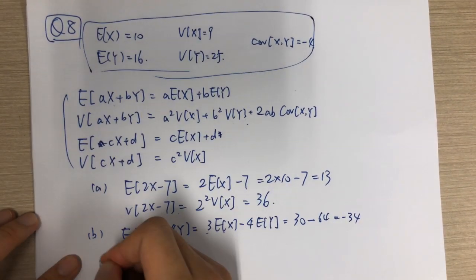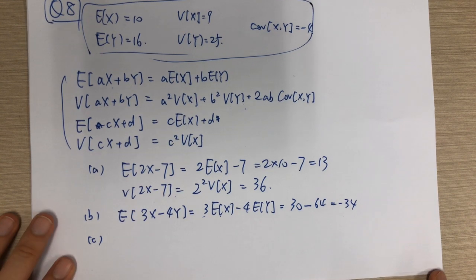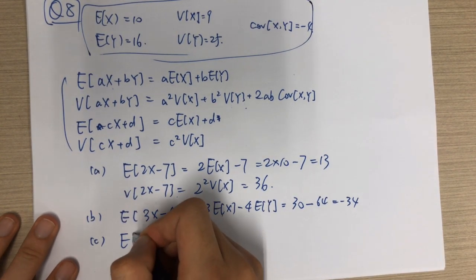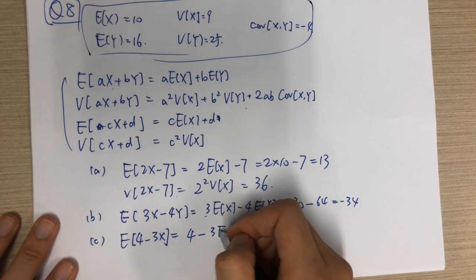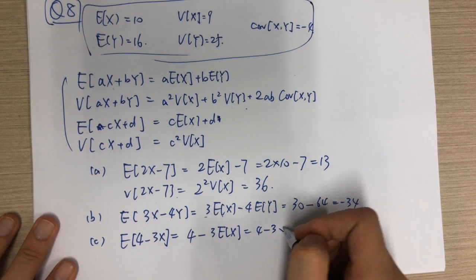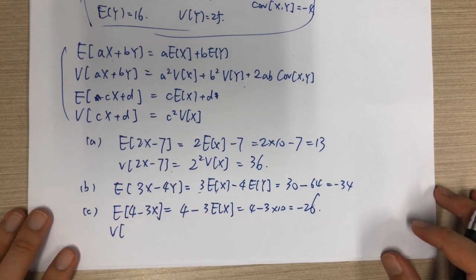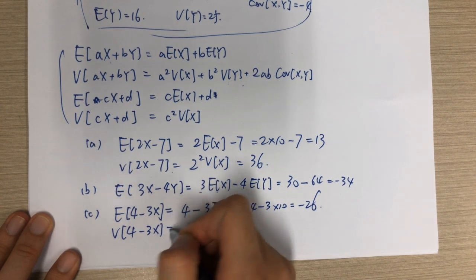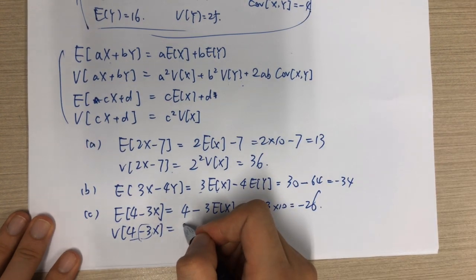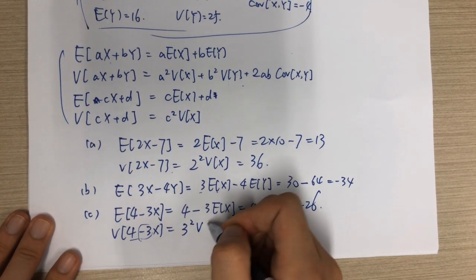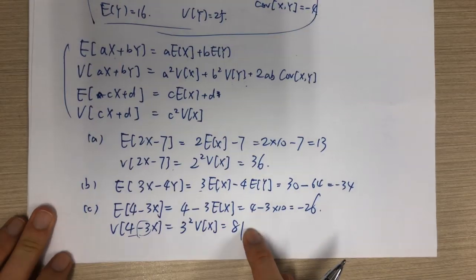This is question B. And question C, find the expected value of 4 minus 3x, and the variance of it. Okay, good. So E of 4 minus 3x equals 4 minus 3 times E of x, right? It's equal to 4 minus 3 times 10, which is minus 26. And the variance of 4 minus 3x equals, so ignore this 4, so minus 3 squared, or 3 squared, multiply variance of x. So it's 9 times variance of x, which is 81.